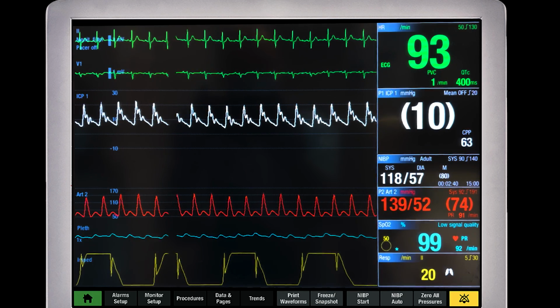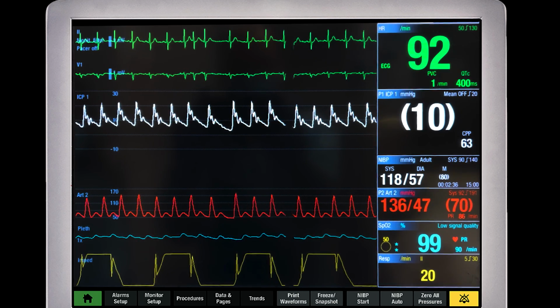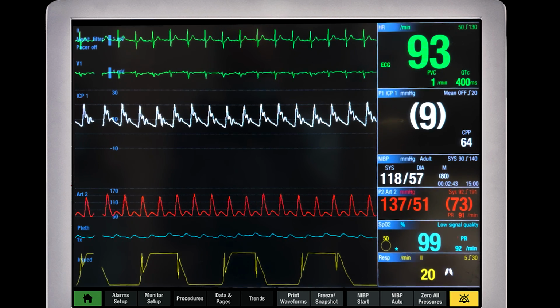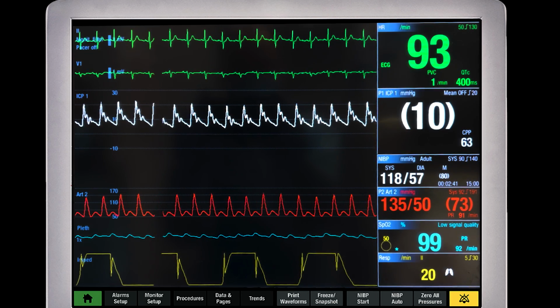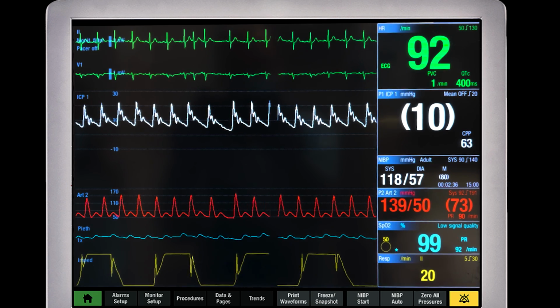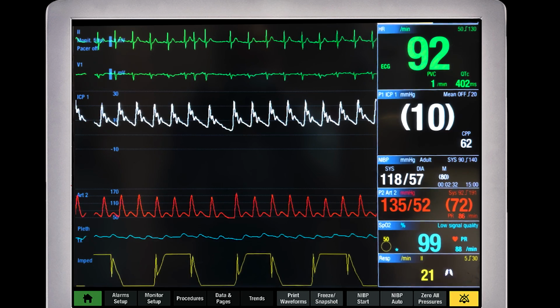The top green line is the electrocardiogram strip. The white line is the intracranial pressure tracing. The red line is the real-time arterial waveform. Our patient has an arterial line. The blue line lower down is the oxygen saturation waveform. And the lowest yellow line is the respiratory waveform.